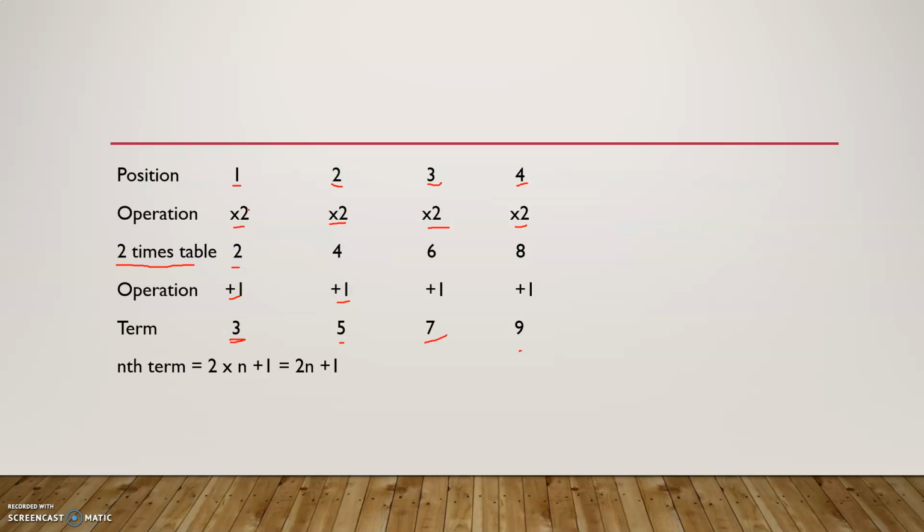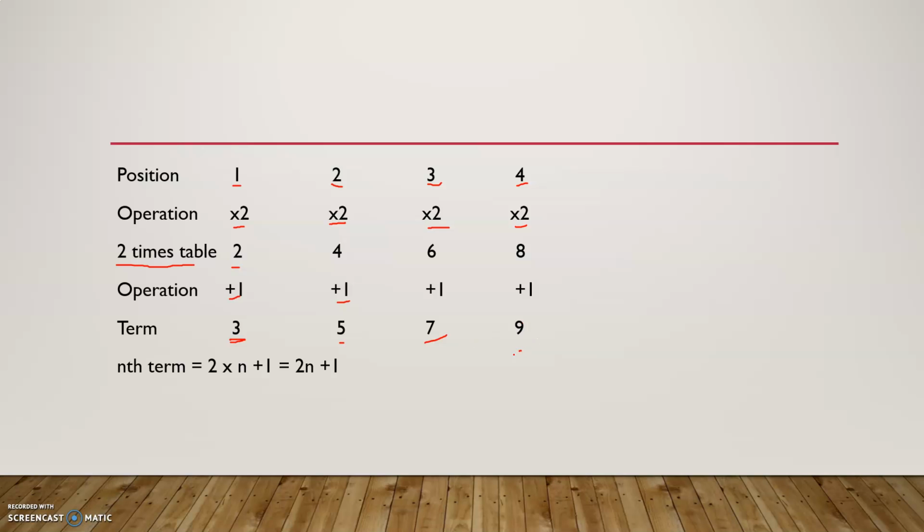So if we look at the 2 times table, we go 1 times 2, which is 2, 2 times 2 is 4, 3 times 2 is 6. So it's following the 2 times table. So you can see the pattern here. So we get our terms as 3, 5, 7, 9.